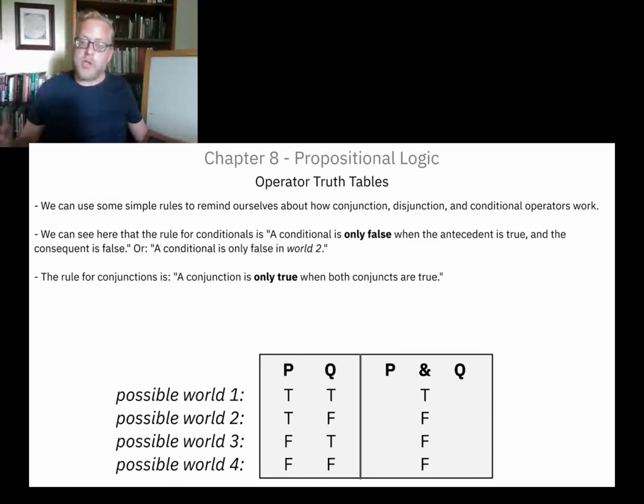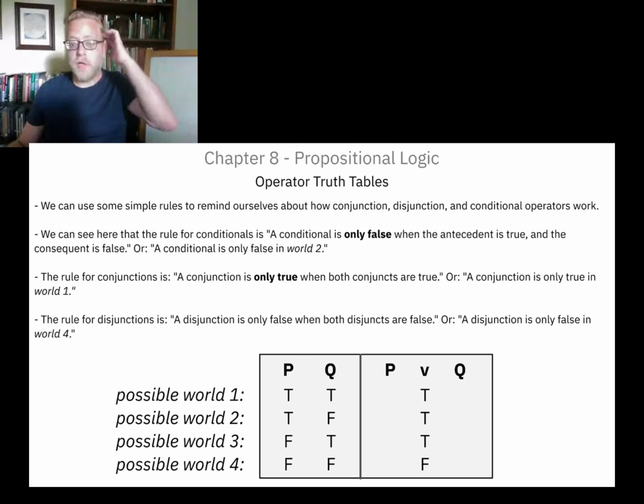The rule for conjunctions, "and" statements: a conjunction is only true when both conjuncts are true. So with conditionals, it's easier to define it in terms of when it's false, because there's just one scenario. That means you only have to remember one thing. Conditionals are only false in the situation where A is true and B is false. Conjunctions are only true in one situation, when both things are true. A conjunction is only true in world 1, the world where they're both true.